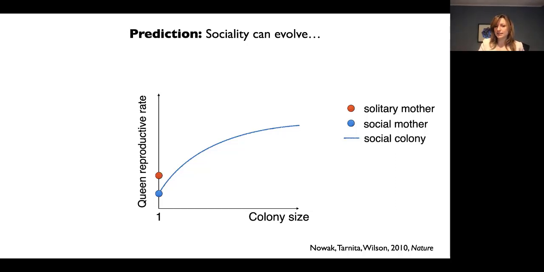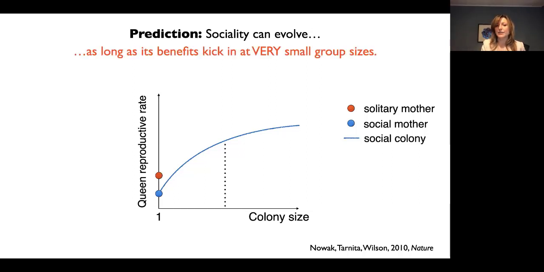But one of the hardest things that it had to overcome was the fact that the benefits of group living had to kick in at very small group sizes. And no matter how I calculated them, these group sizes had to be so small, like single digits. And that seemed really strange to me, because I didn't even have the language to express it at the time. I didn't really know about complex systems. But basically what this meant is, at the beginning, you have a mother and her daughter. So they're genetically very similar.